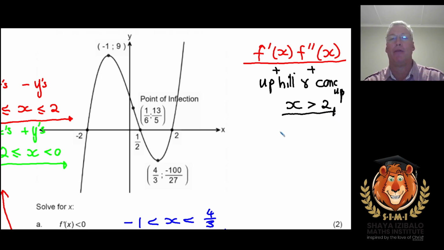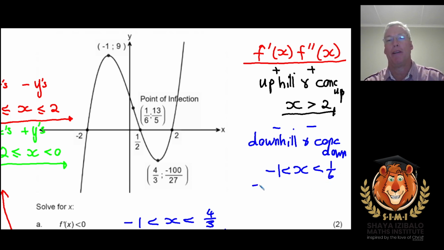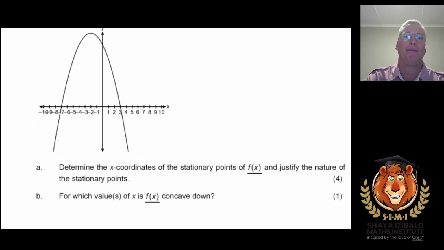The other possibility, though, is for them both to be negative, a negative times a negative. That would look like downhill, negative gradient, and negative second derivative, concave down. Let's have a look. It's concave down here, up to the point of inflection, but it only is going downhill from -1. So in fact, we're going to go -1 less than x less than 1/6. Those are the places where it is both downhill and concave down. I hope that made sense.